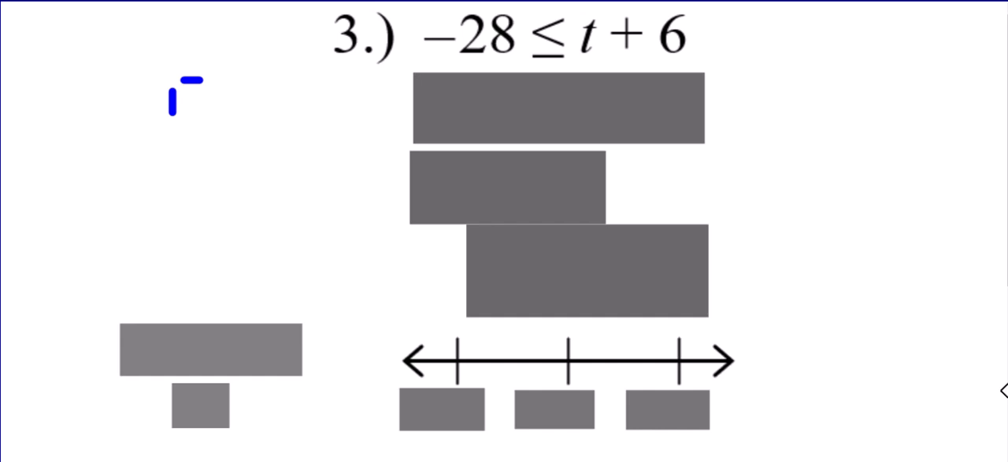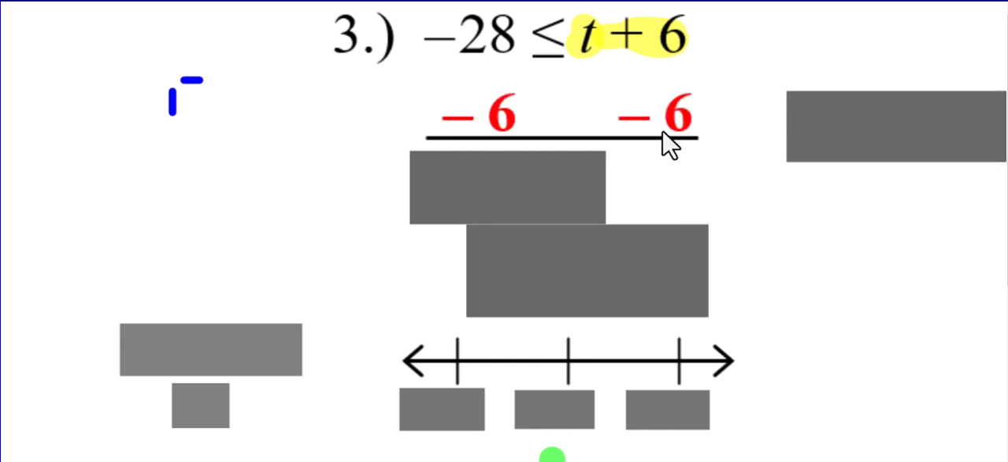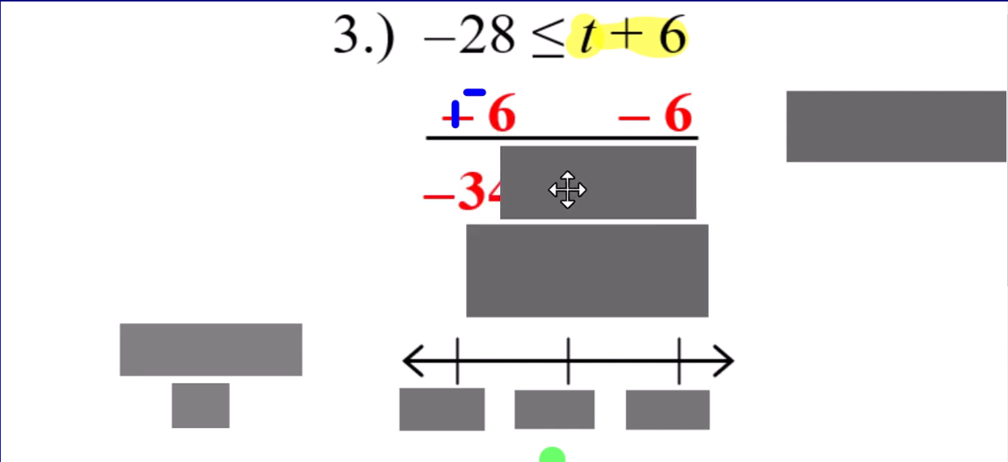Okay, problem number 3. Let's do one more together before you do 4 and 5 on your own. What's happening to the variable? Well, the variable is over here, and it is being added by 6. What's the inverse of adding by 6? Well, obviously that would be subtracting by 6. Let's do that on both sides. If you would like to do this without a calculator, then you would make subtraction adding the opposite, negative plus a negative. You would add in your head and get negative 34. 6 minus 6 is 0.